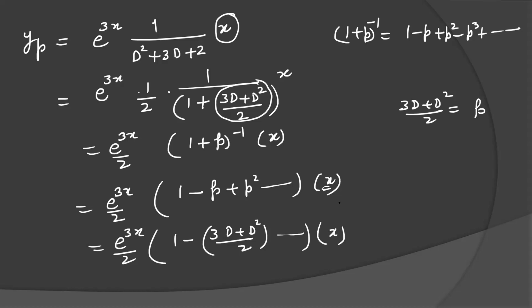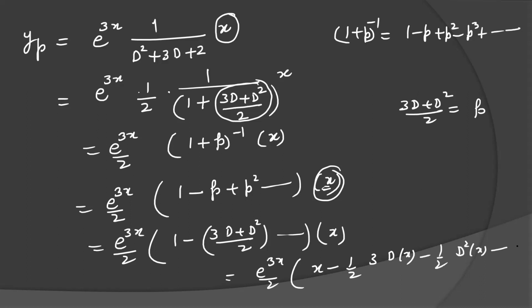You can see my lecture 4. Always expand up to the degree of D which is equal to the power of x. If the power of x is 3, then expand up to D cube. If power is 2, then expand up to D square. Here power is 1, so we can expand up to degree 1. Now take x inside, e to the power 3x by 2. It will be x minus 1 by 2 outside, 3 into D of x minus 1 by 2 D square of x and so on.